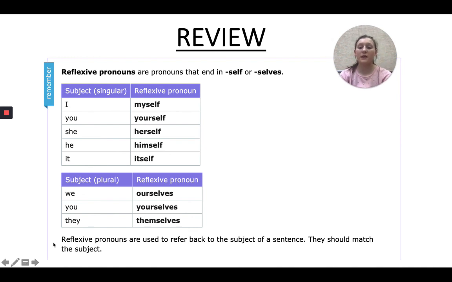So remember that reflexive pronouns are used to refer back to the subject of a sentence, and they should match the subject. Again, like you, yourself. It, itself. You, yourselves. They, themselves. Just some examples there of how they should match the subject. So reflexive pronouns should always match the subject, and that's how you can tell if you have the correct reflexive pronoun with the correct subject to make a sentence that makes sense.